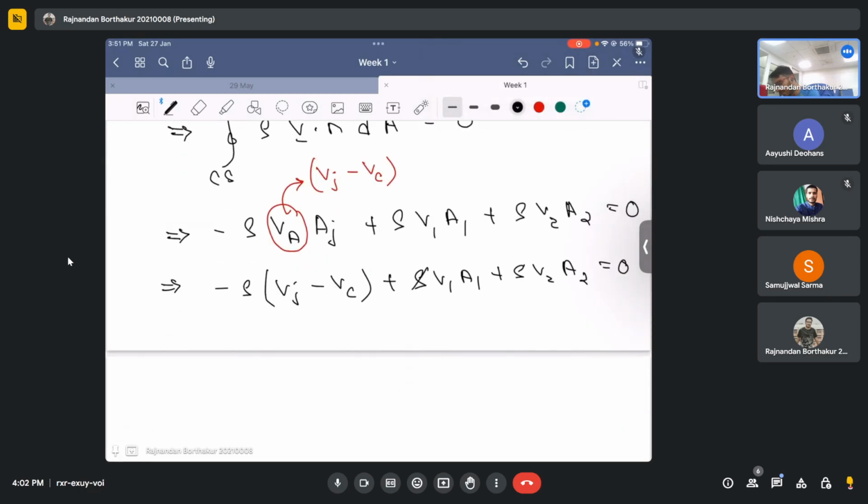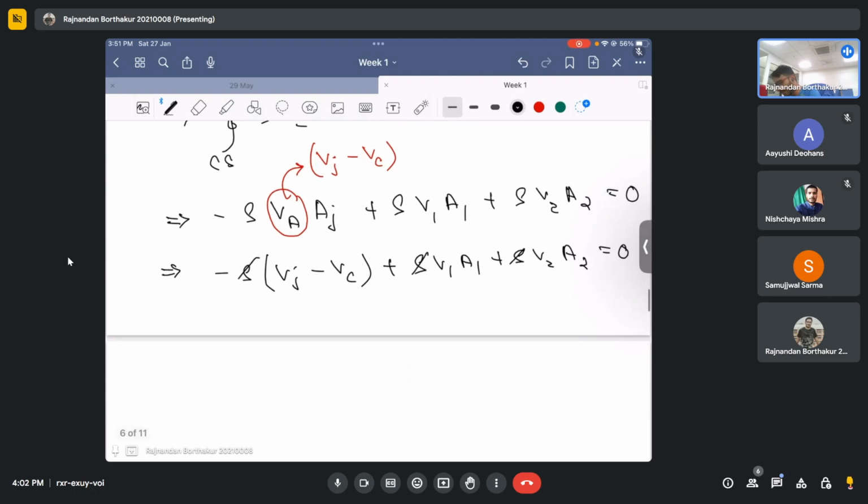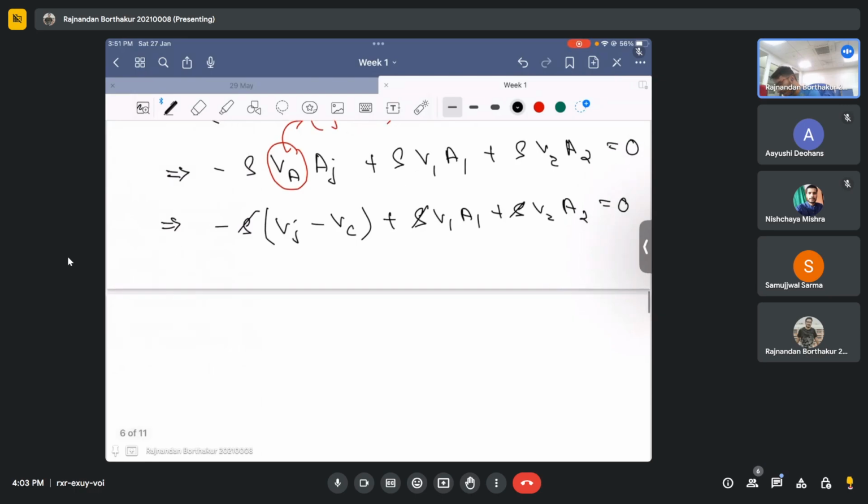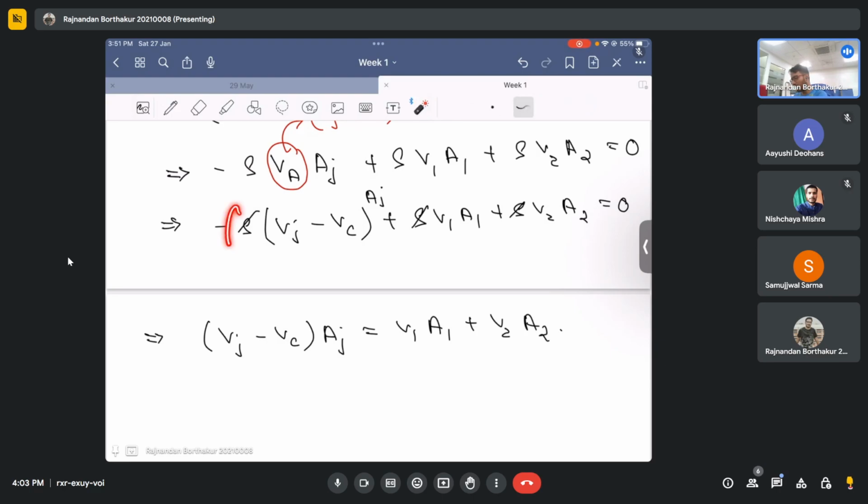Okay. And then these rho's, since density of water is considered to be constant, would cancel each other. And what we will get is, okay, there has to be an Aj multiplied by this. So we get something like Vj minus Vc multiplied by this Aj. Okay, this becomes equal to V1 A1 plus V2 A2. Now here lies an important part. From here to here, this is just math, and I hope you can follow.